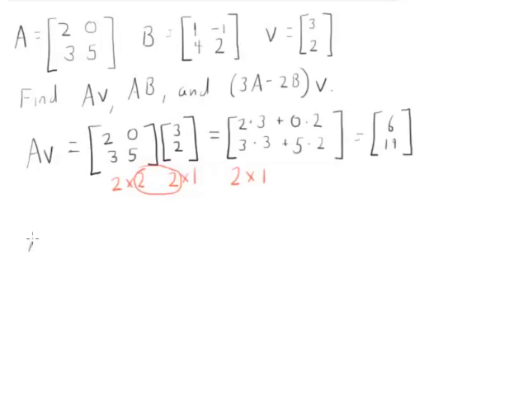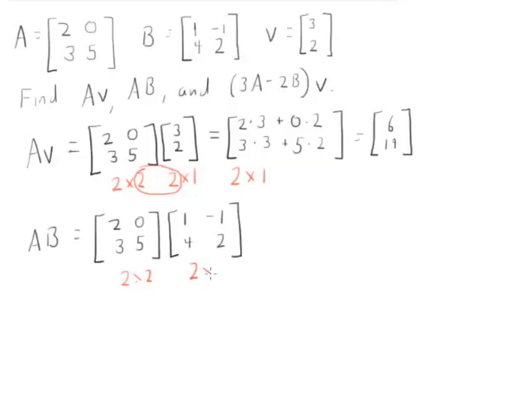Now, when we're doing A times B, it's the same idea, just more numbers involved. So note that what we have is a 2 by 2 times a 2 by 2. These numbers match. And so our answer is going to be a 2 by 2 matrix. And again, we're taking dot products. In this case, it's going to be first row, first column.